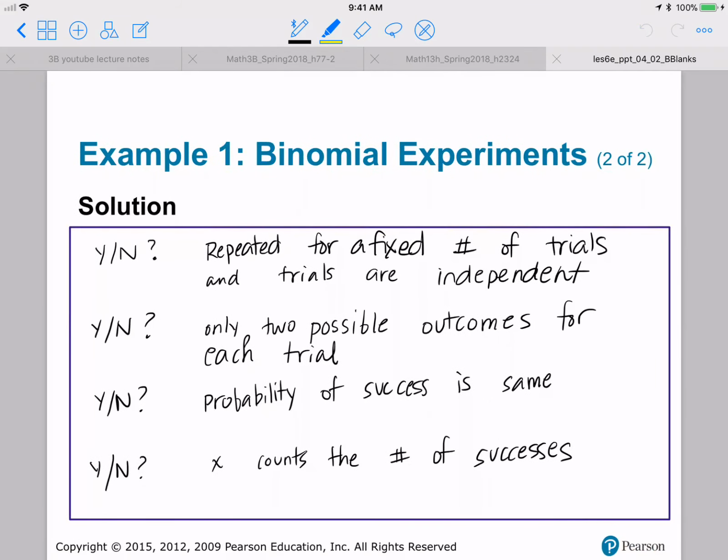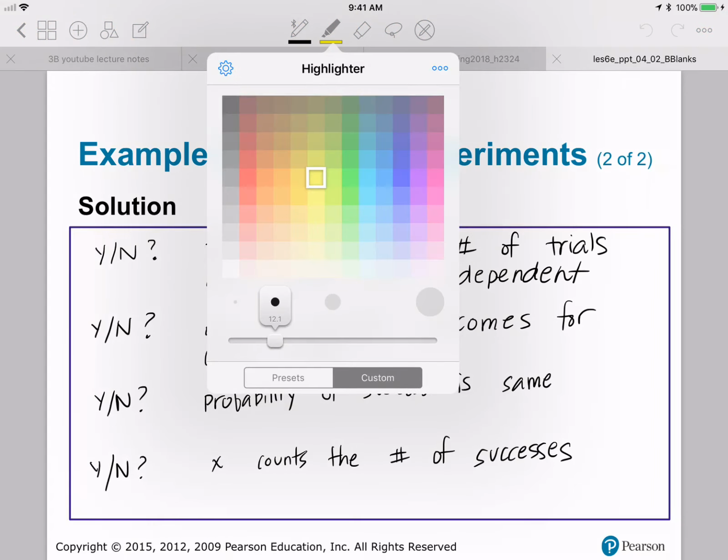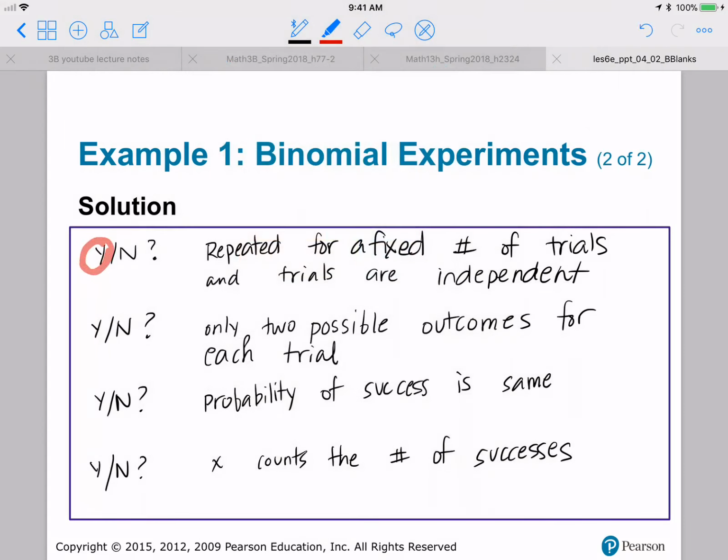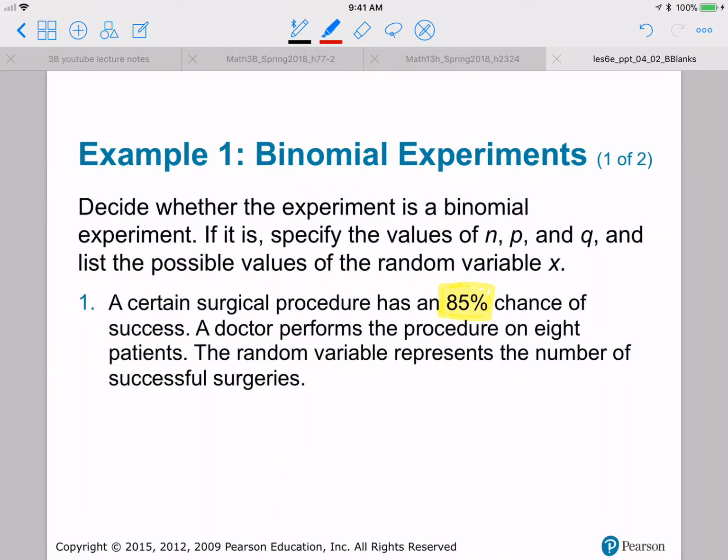All right, so now what do we have to check in order to check if this is a binomial experiment? First, we have to check if the experiment is repeated for a fixed number of trials and the trials are independent, which we would say yes, trials are independent. Why? Because surgery on one person in the trial probably is not going to impact the success or failure of surgery on another person. Okay, so the trials are independent. What is a trial? A trial is that doctor performing the procedure on one of those 8 patients. That's the trial.